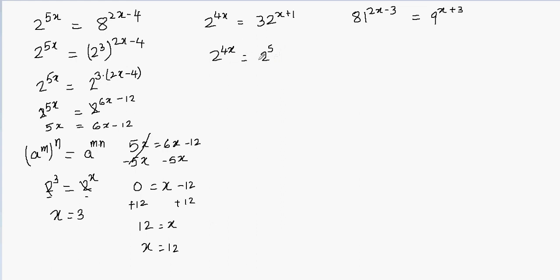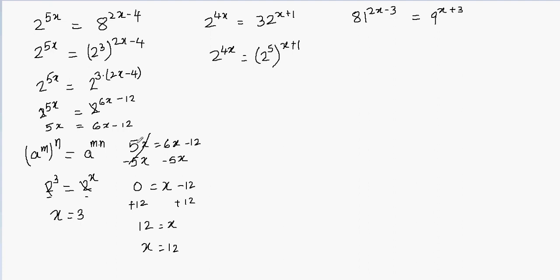What I'm doing is trying to make the bases equal. I want like bases so that the bases just go away and I have the exponents, which I can bring down. So I can write 32 as 2 to the power 5, and then I have the whole thing raised to the power x plus 1.